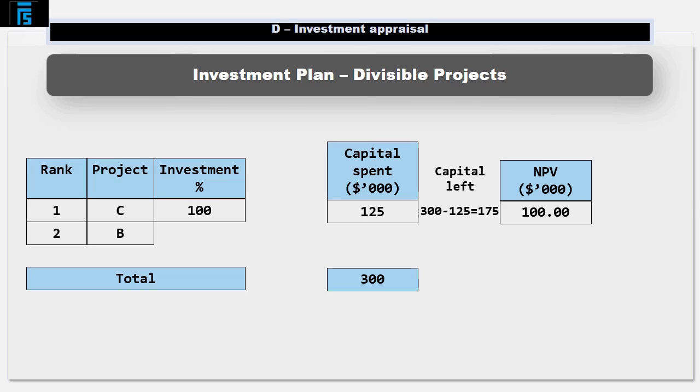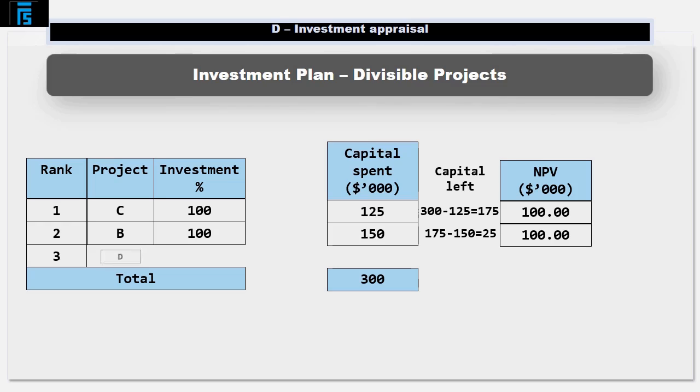So we move on to Project B, which was ranked number 2 on the list. We can also afford to do 100% of Project B, as we have $175,000 left to spend, and the full Project B only takes $150,000. This leaves us with $175,000 less $150,000 equals $25,000.